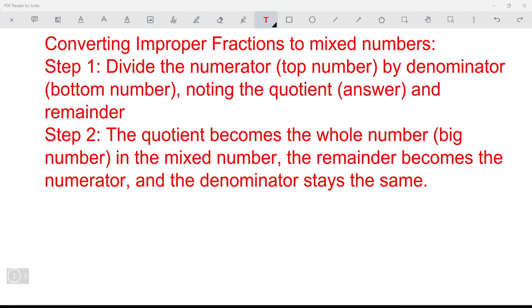Alright, today we are going to talk about converting improper fractions to mixed numbers. I know that I've talked about this before, but I wanted to put a very clear step-by-step method. Really, this is basically just 2 steps.